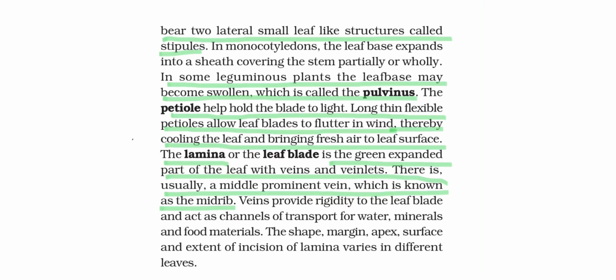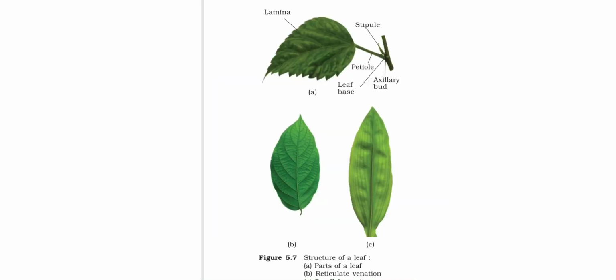Then the petiole helps to hold the blade to light, and a long, thin, flexible petiole allows leaf blades to flutter in the wind, thereby cooling the leaf and bringing fresh air to the leaf surface. This is the main function of the petiole. Sometimes the petiole may be absent in the leaf.